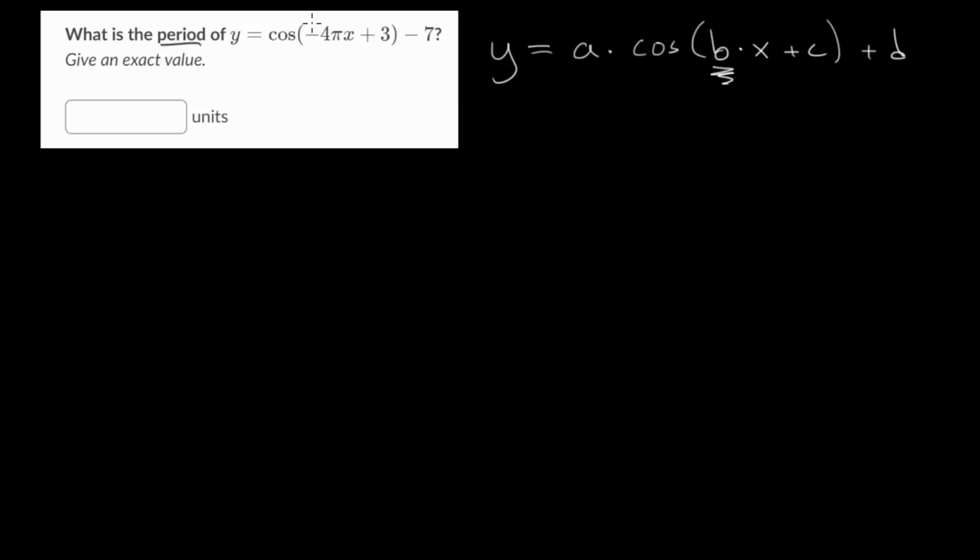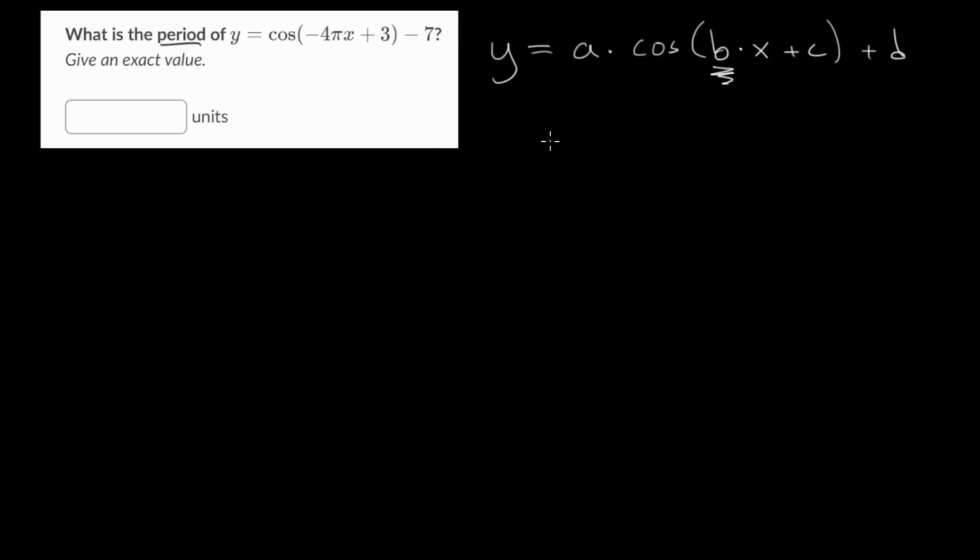So for this problem, we are mostly concerned with the coefficient on x. C will cause horizontal shifting, and D will cause vertical shifting, essentially moving the function up or down, depending if it's positive or negative. So in this case, we would move the entire function down 7 units, and that would be the equation of the midline.